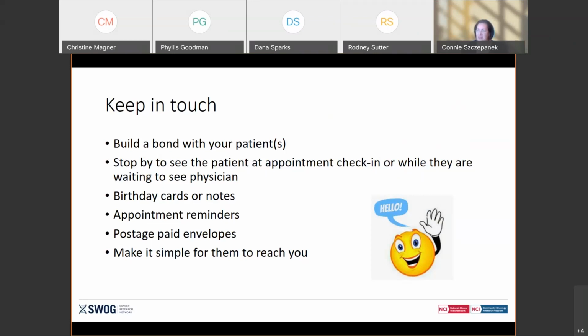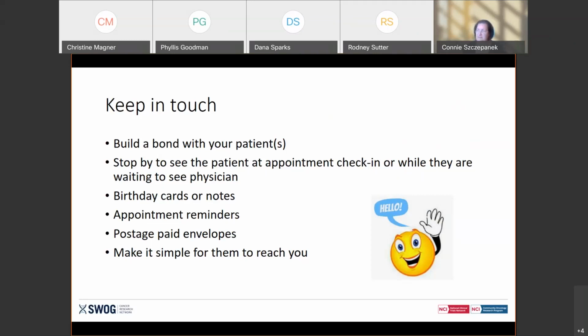Help make it easy for them: appointment reminders, postage-paid envelopes, simple ways for them to reach us, whether that be putting your business card in a laminated thing with a magnet that they can stick on their refrigerator, or helping to save it in their iPhone. Just make it really easy for them to reach you.